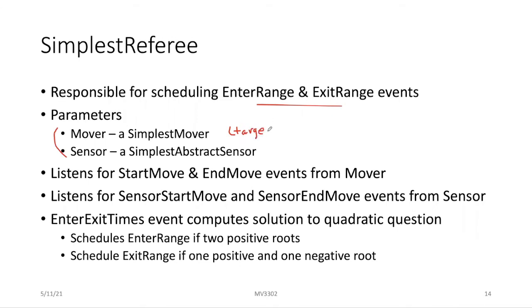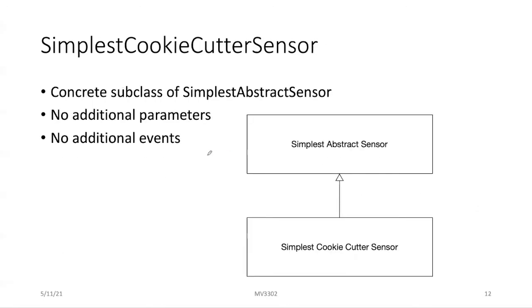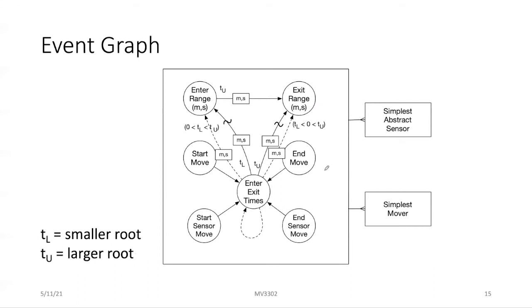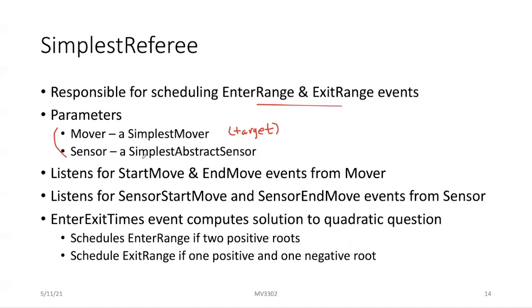And a sensor, which is going to be a simplest abstract sensor, meaning that I'm going to specify the type as a simplest abstract sensor because right now I have a simplest cookie cutter sensor and a simplest constant time sensor, but they're both subclasses of the simplest abstract sensor. And so if I declare my type of sensor to be the simplest abstract sensor, that means I can put either one of these in.